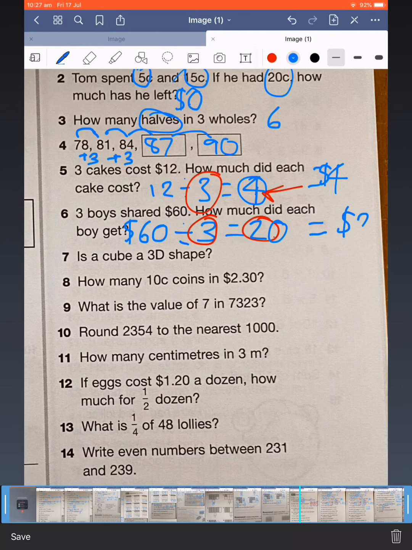Is a cube a 3D shape? Yes, it is, because it is made up of 6 2D squares.